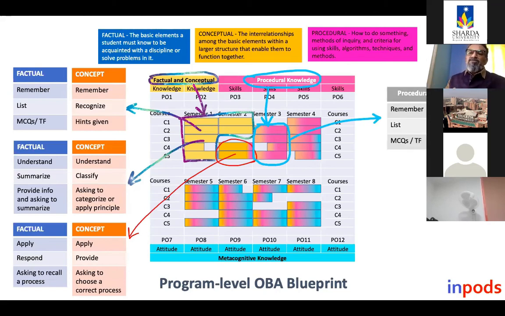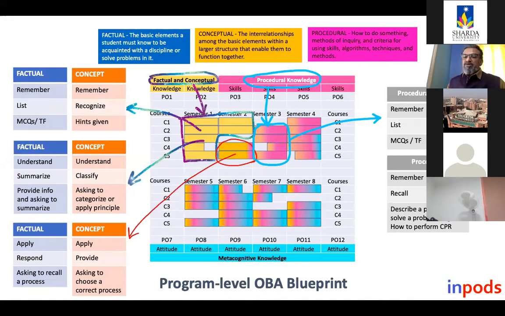If you are thinking about procedural and remember, which is quite possible, then if you are using list as one of the keywords, and if you are thinking about MCQ and true or false, that's a wrong approach. It is misalignment. What is required there is remember, recall, but you have to say: describe a process to solve a problem. For example, how to perform CPR.